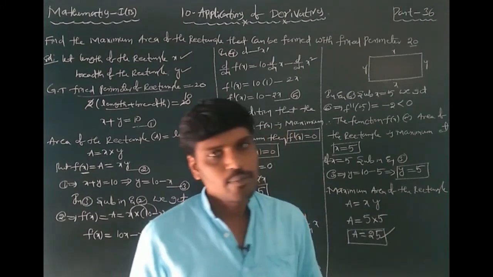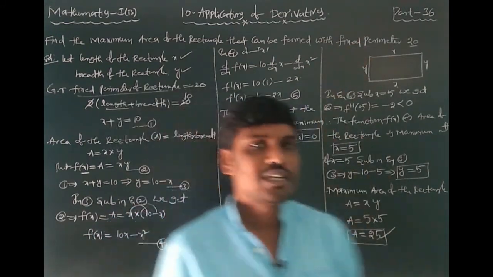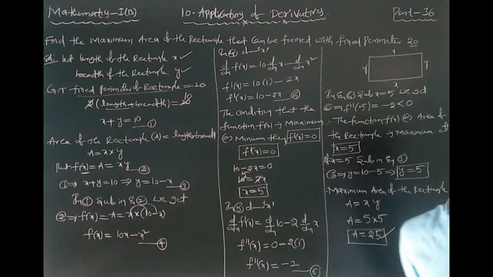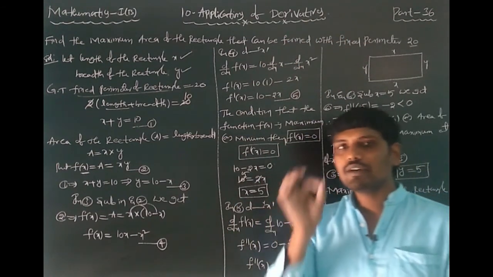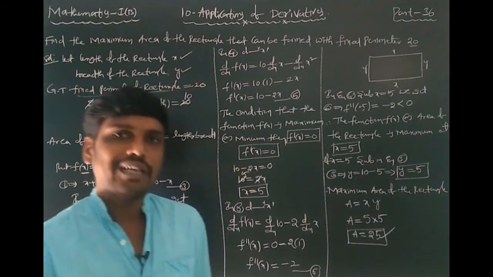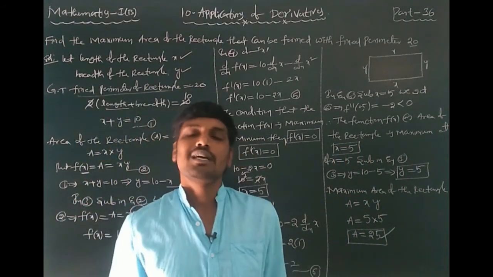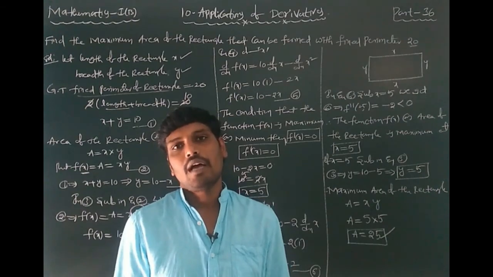Like this, 25 is also a correct answer. In this way, you can do it. This problem is very, very important, a repeated problem. I explained this problem neatly, so you can practice similar problems in the same way. You will understand easily, and it is coming in the IB examination.